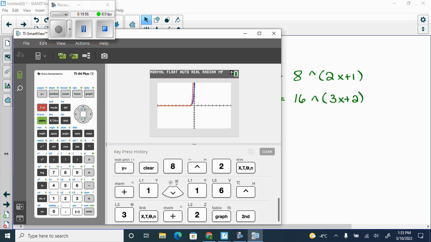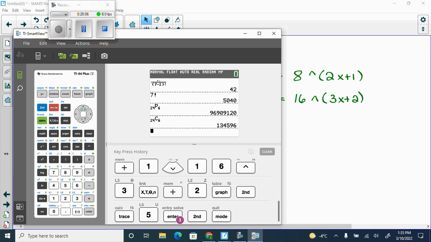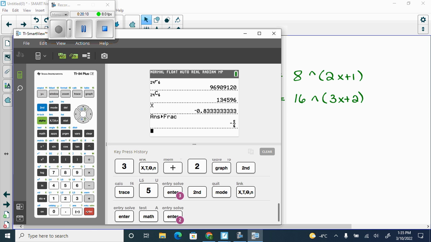So we go second, trace, 5, enter, enter, enter. And it gives me this 0.8, negative 0.83333, whatever that may be. I go second mode, X, enter, and then math, enter, enter. Ah, it's the same answer. Well, I'll be darned. Look at us winning. Well, it's a good way to check.